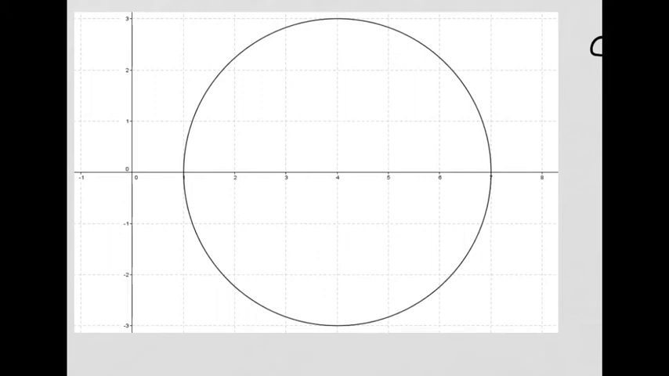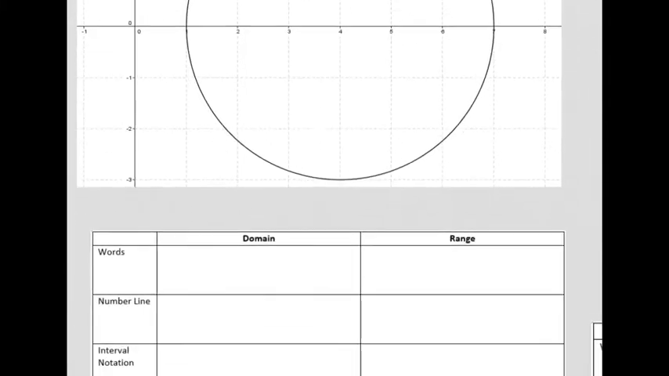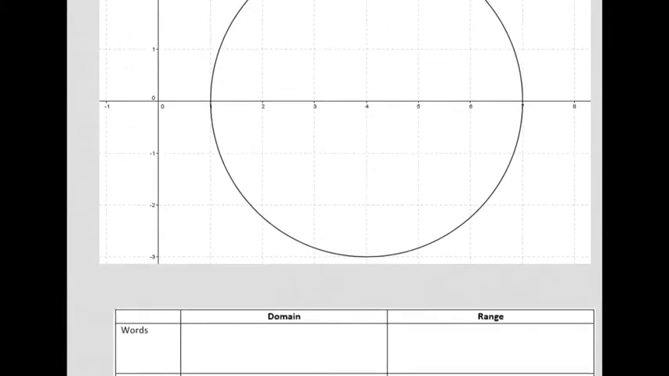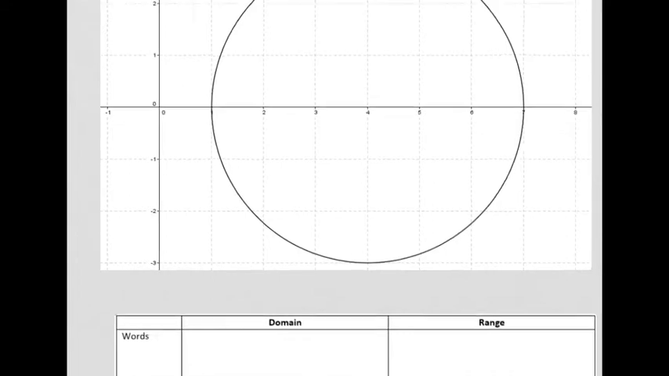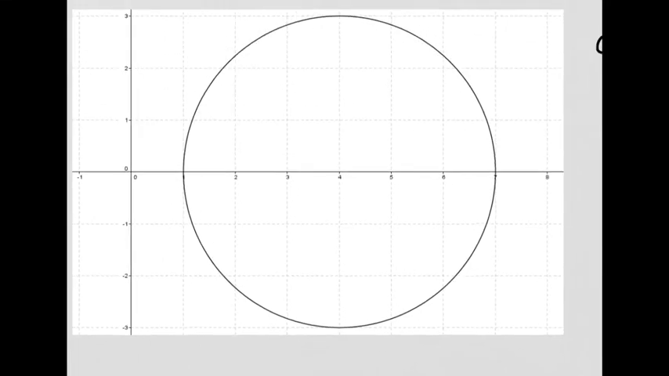Domain and range. So let's think about domain in words and range. What kind of numbers could the domain be? What kind of numbers could the range be? Let's pick some variables first. X and Y are a nice choice. Alright, what kind of numbers can X and Y be?